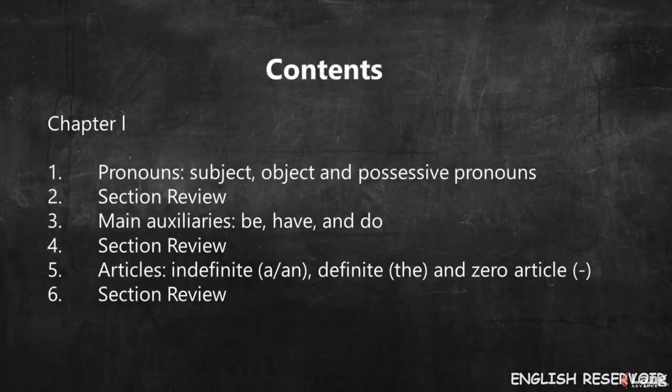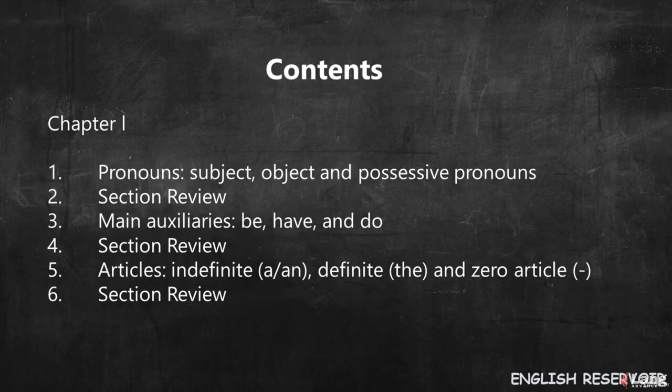Contents. Chapter 1. 1. Pronouns. Subject, object, and possessive pronouns. 2. Section review. 3. Main auxiliaries. Be, have, and do. 4. Section review. 5. Articles. Indefinite, an, definite, the, and zero article or no article.